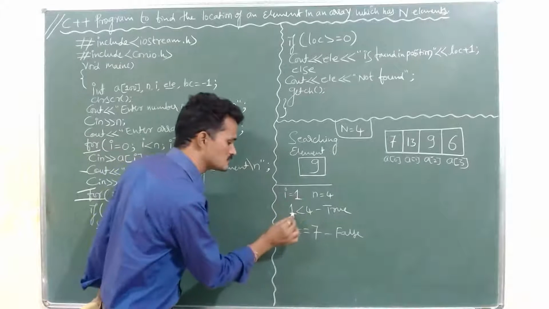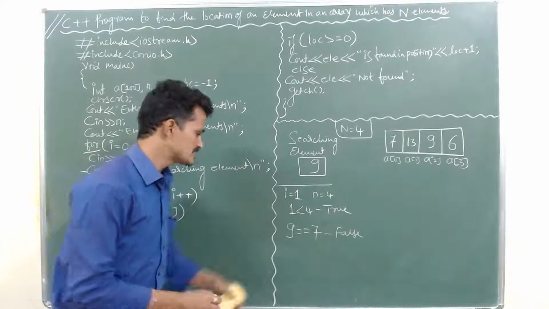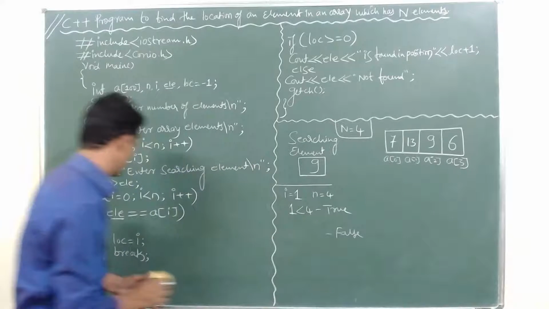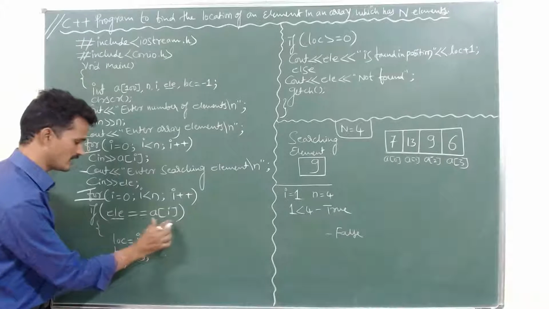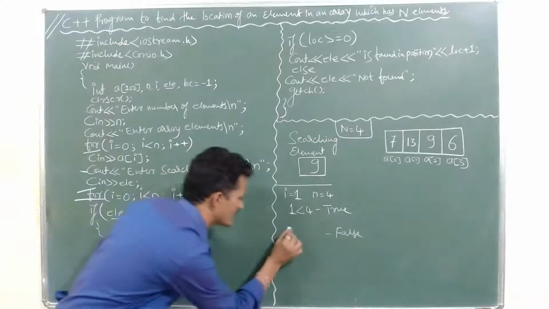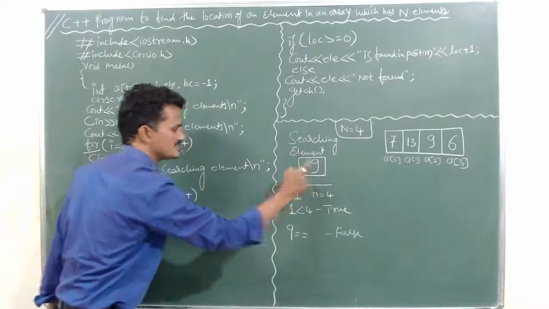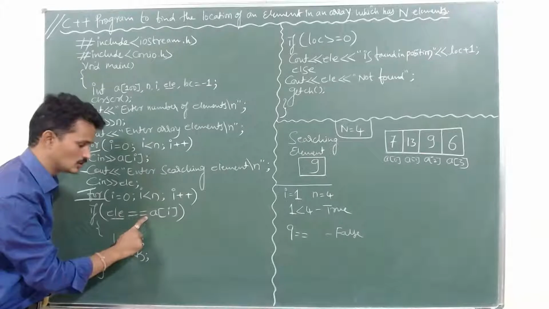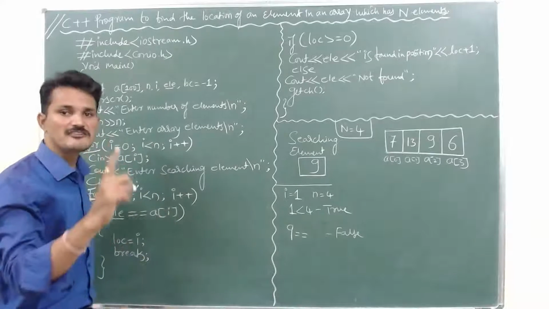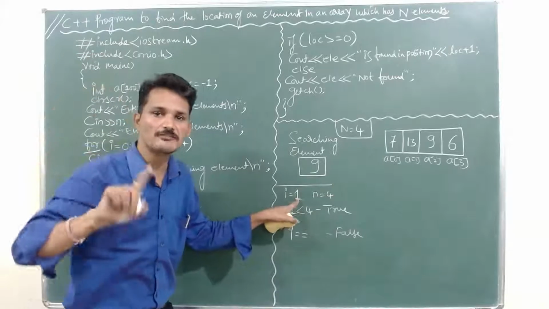Now this time I becomes 1. 1 is less than 4, condition true. When this condition is true, I have to execute this simply. If element is equal to A of I, element means searching element. Searching element is 9. Okay, there you can see searching element is 9. 9 is equal to A of I. A of I means A of 1. Last time A of 0, this time A of 1.